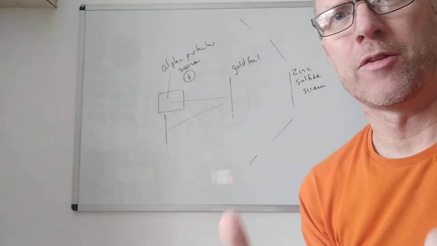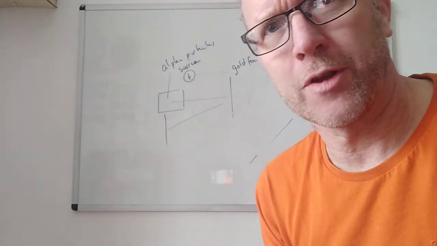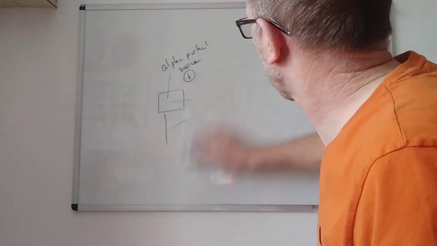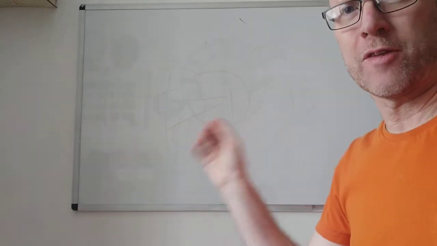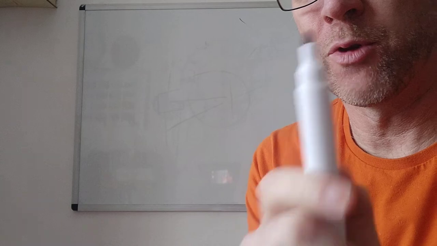So Geiger and Marsden did all of this, handed the information to their professor, Rutherford, and Rutherford came up with what is now known as the Rutherford model. Okay, so let's have a look. Forgot to say, everything was done in a vacuum, because the alpha particles would otherwise be blocked by air. Okay, so the Rutherford model.